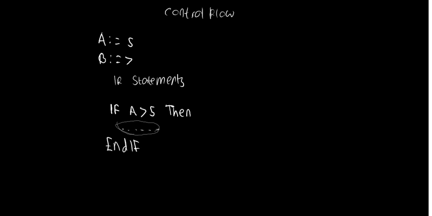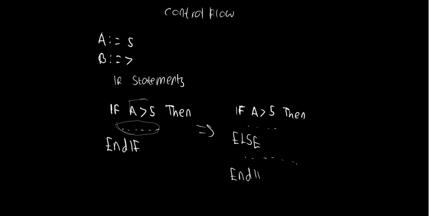Then what if we wanted to run something else, given that this is false, right? This is why we have our else. So we can say if a is greater than 5, then do something; else, we do something else in here, then we end our if. Okay. So if this is false, then we're going to run this over here. So this is how you make a simple if and else block in this pseudocode of ours.